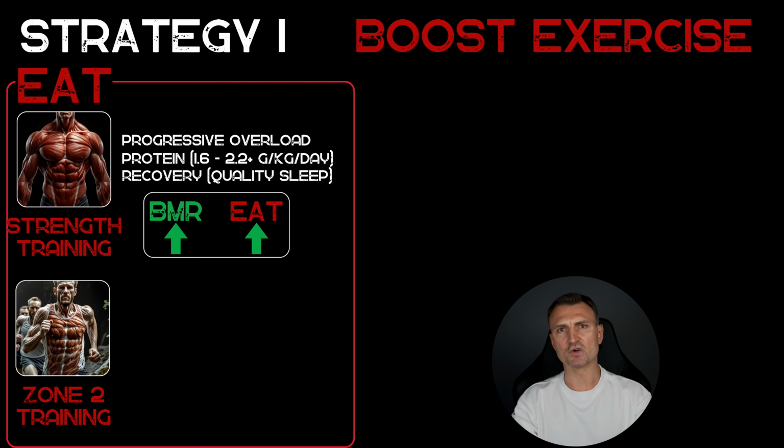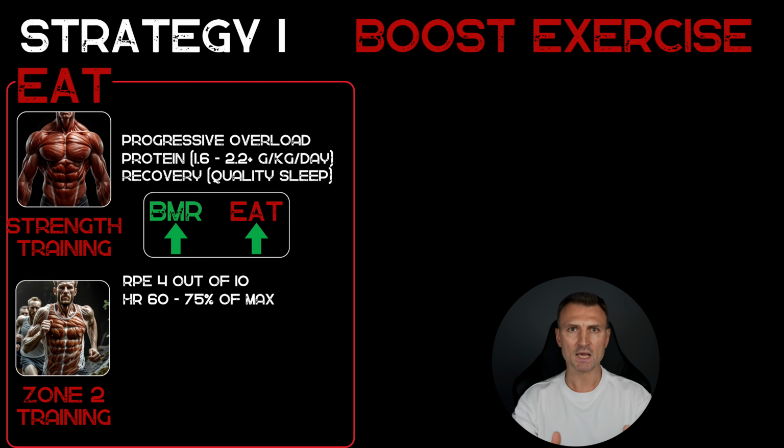This is the type of training when we exercise for a prolonged period of time at the rate of perceived exertion of 4 out of 10 roughly, and with heart rate of 60 to 75% of maximum. And it could be treadmill, walking, cycling, running, and so on. And the beauty of this type of training, particularly in the context of weight loss and caloric restriction, is that it is not particularly demanding.